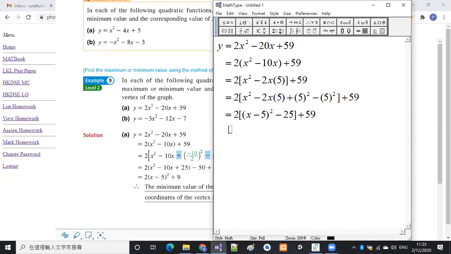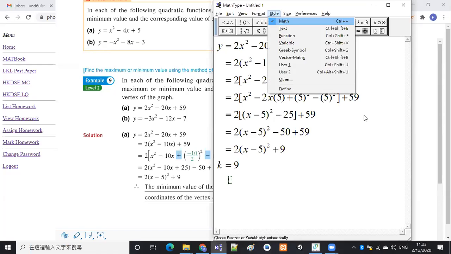Finally, we just multiply the 2 back to the square bracket. It becomes 2 times x minus 5 square minus 50 plus 59. Okay, and then just calculate the constant terms. So 2 times x minus 5 square plus 9. That's like this. Completing square method is completed. Then we may write down the necessary information. Okay, so the k value is equal to 9.